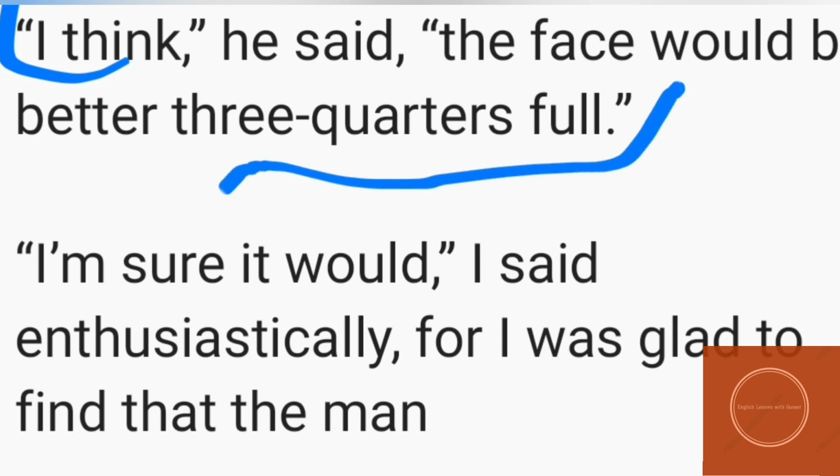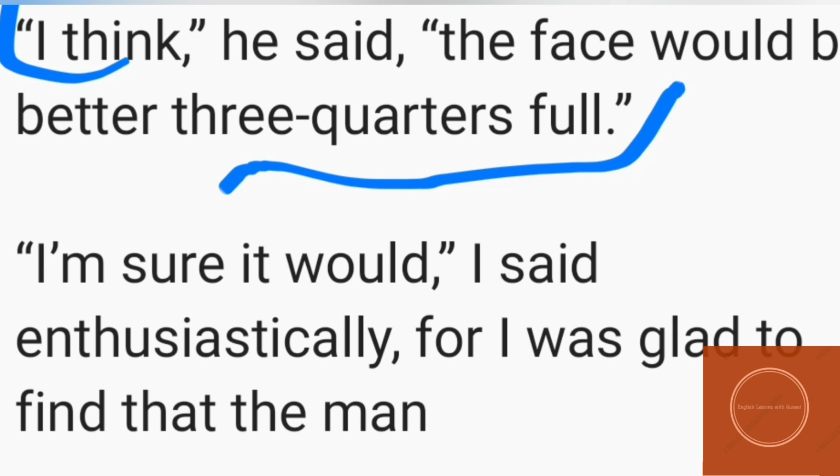3/4 full. So 3/4 full means it is the position and the angle of the person's face during a photograph that would be desirable. So that would be better, 3/4 full. This is what the photographer wants to say.